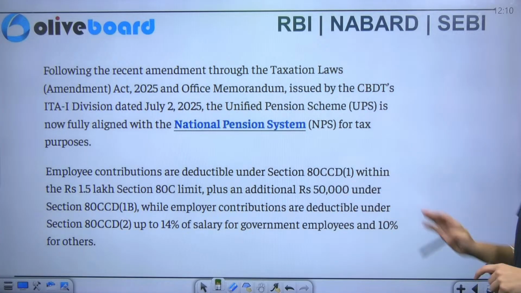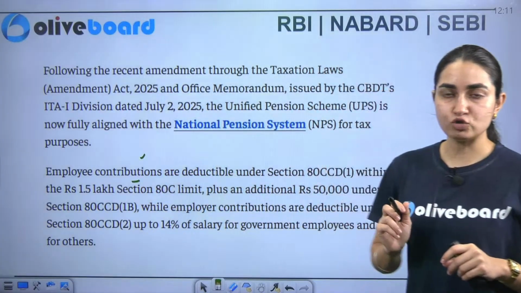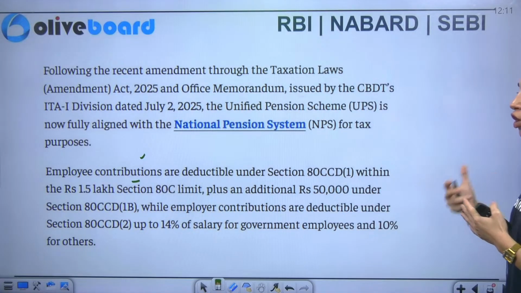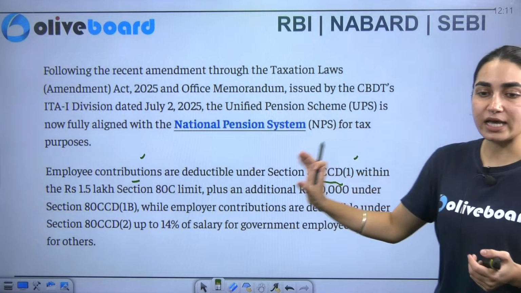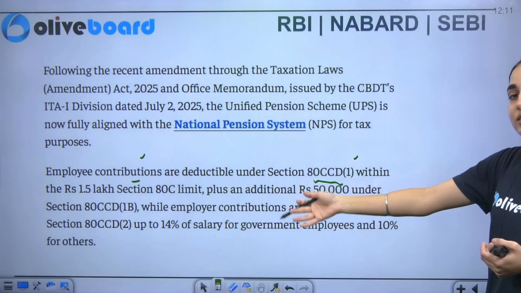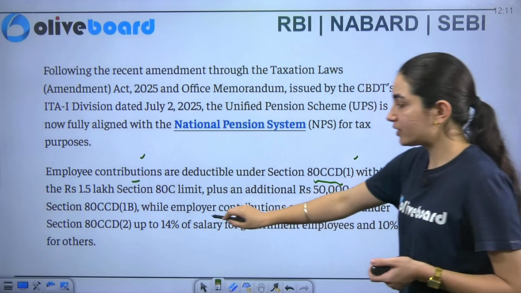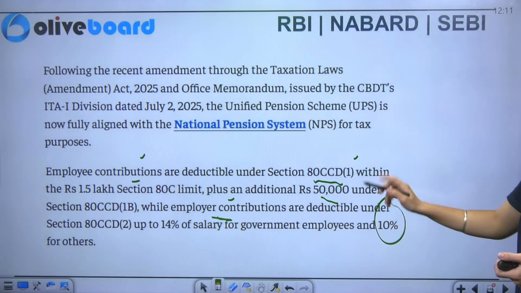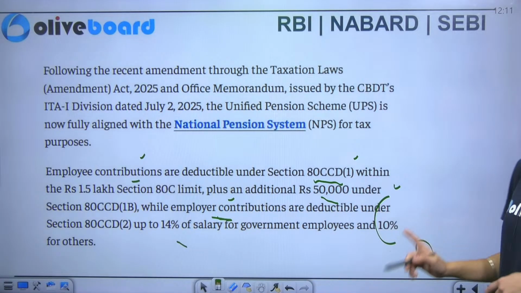Now this is the full information about it, where it clearly says that when it comes to the contribution part, employer contribution part, this new amendment clearly says that the amount or the contribution is deductible under section 80CCD(1) within the limit that has been set here, that is 1.5 lakh. Okay, additional amount, if there is an additional amount on it, that is 50,000 under this particular act. Along with that, if I talk about employer contribution, they clearly say that only that contribution is deductible under this particular act, and that is up to 14% of the salary of the government employees and 10% of the others.